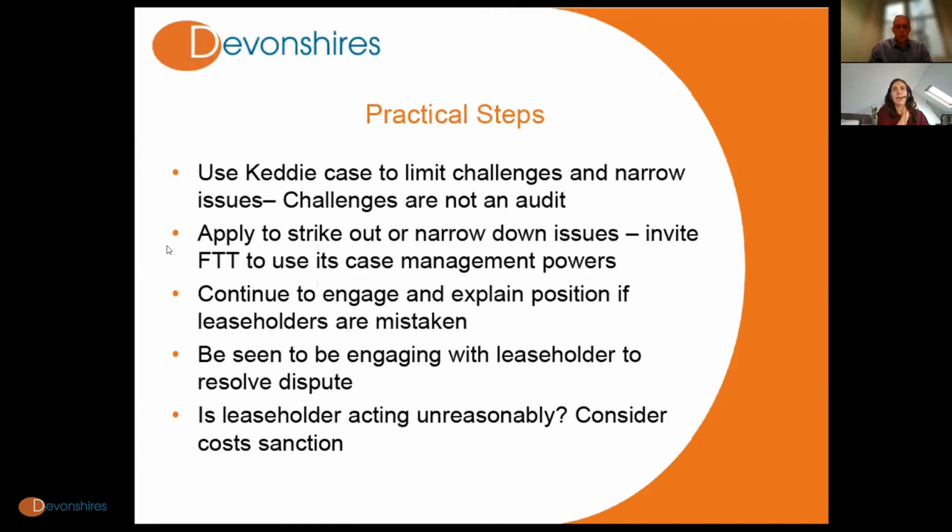Not only will that help in hopefully bringing you back in favour with these leaseholders and helping them to understand why you've done what you've done, but it also engenders some goodwill with the tribunal if you show that you're trying to engage with them and help them deal with the issues. So be seen to be engaging with the leaseholders to resolve the dispute. That feeds into what we've said above.